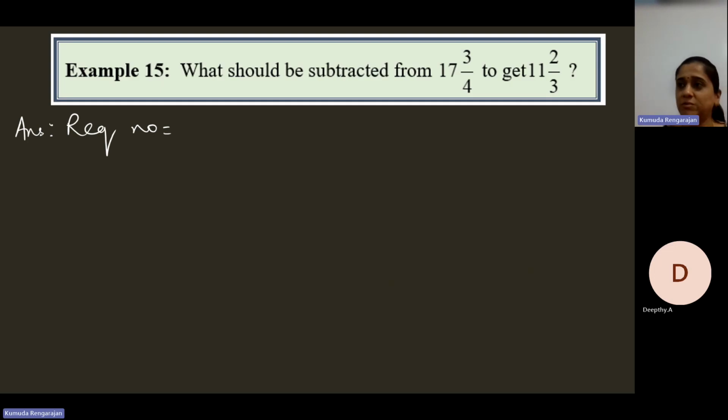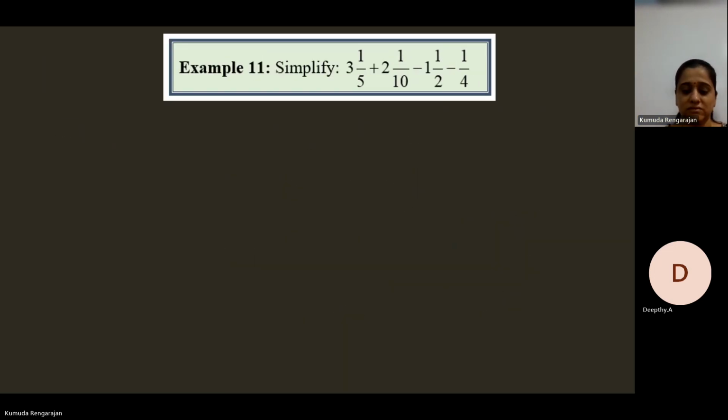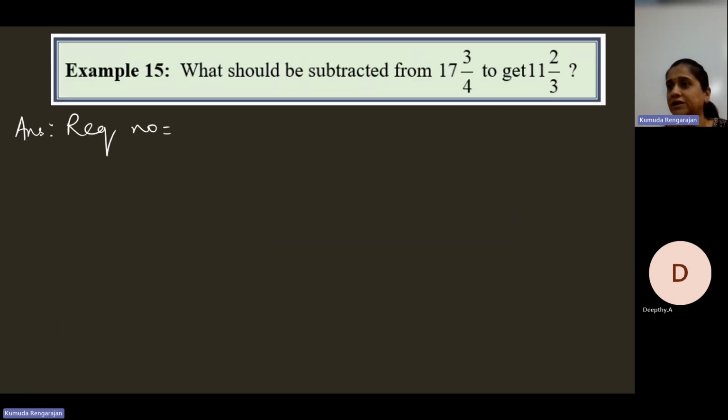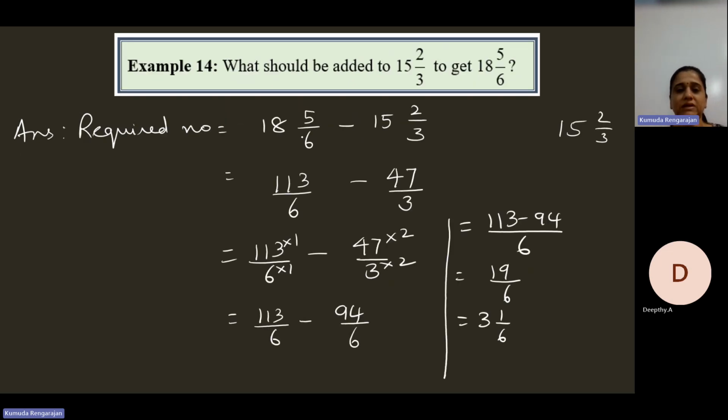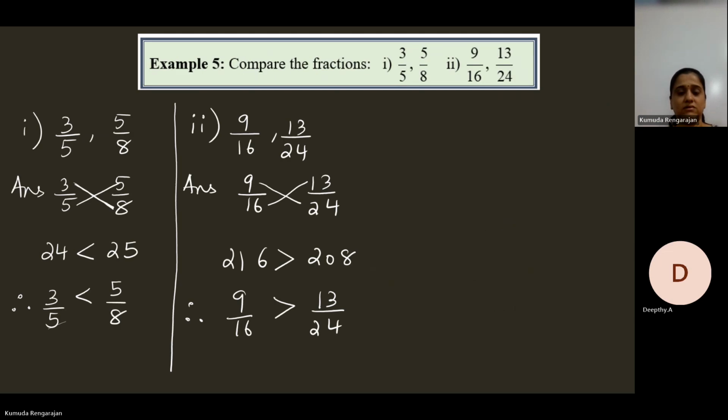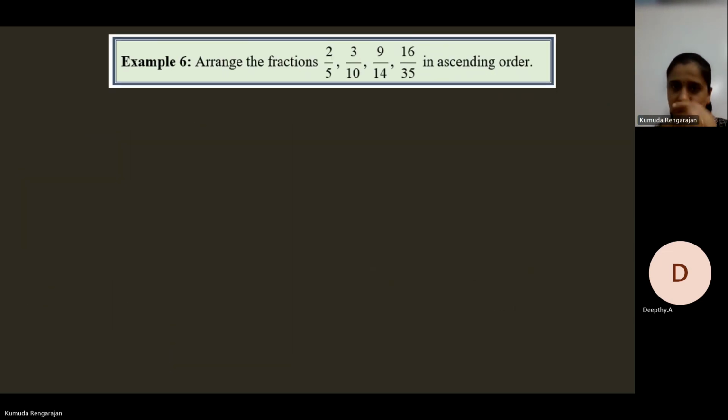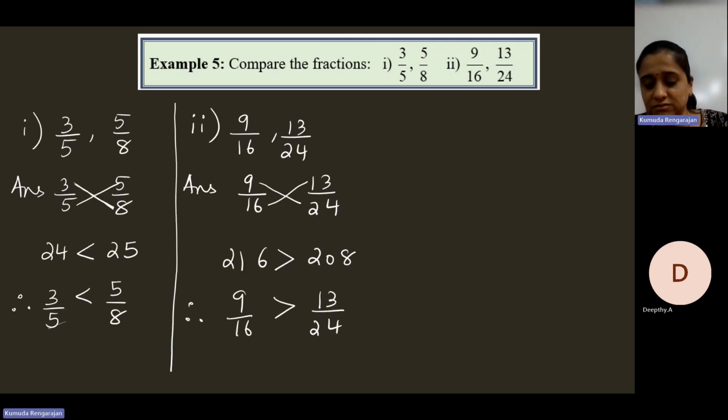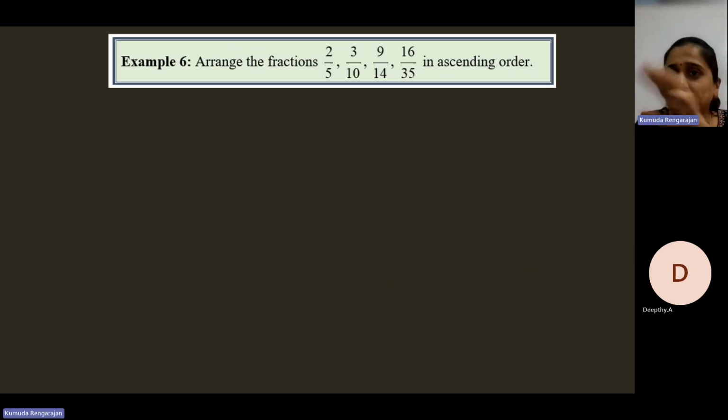Okay, so now we'll come from the beginning. I haven't finished this, so you know how to continue. Required number is 17 3 by 4 minus 11 2 by 3. Now we'll come from the beginning. Do this one. You completed till here. Continue with your serial number. Don't write example 6. Now take the question and work the answer.